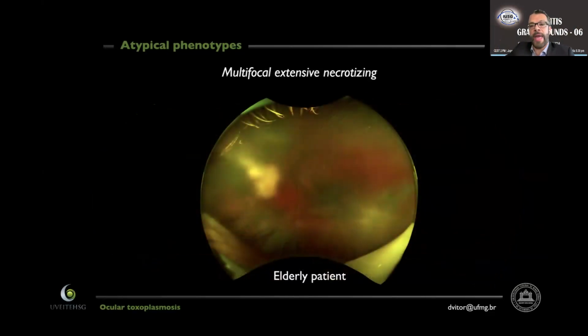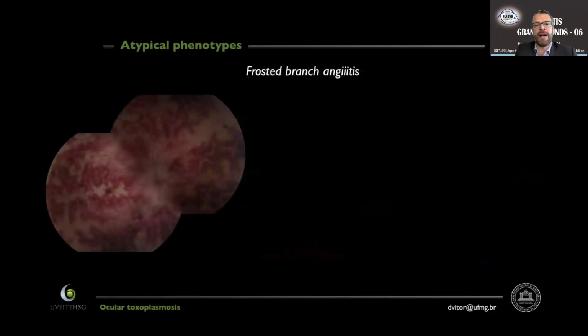Immunosenescence is also an issue. So elderly patients, with waning of the immune response, may also have more aggressive forms of presentation of toxoplasmosis, which may be mistaken for herpetic disease, as Laura pointed out.